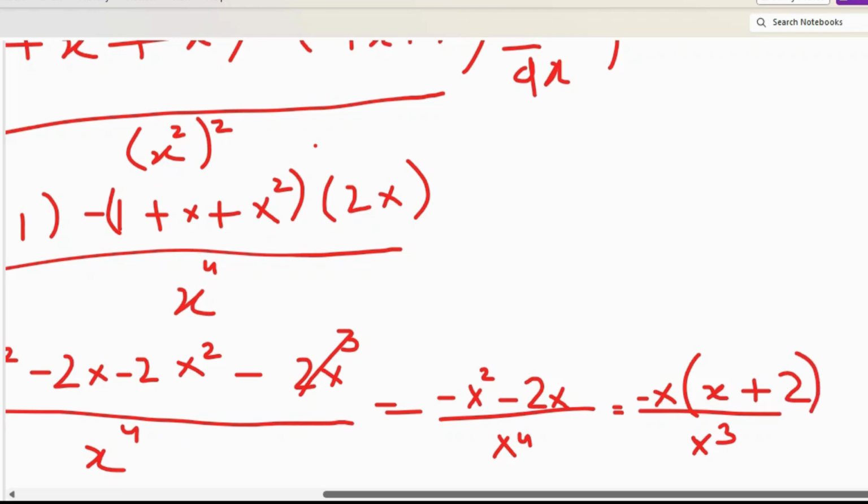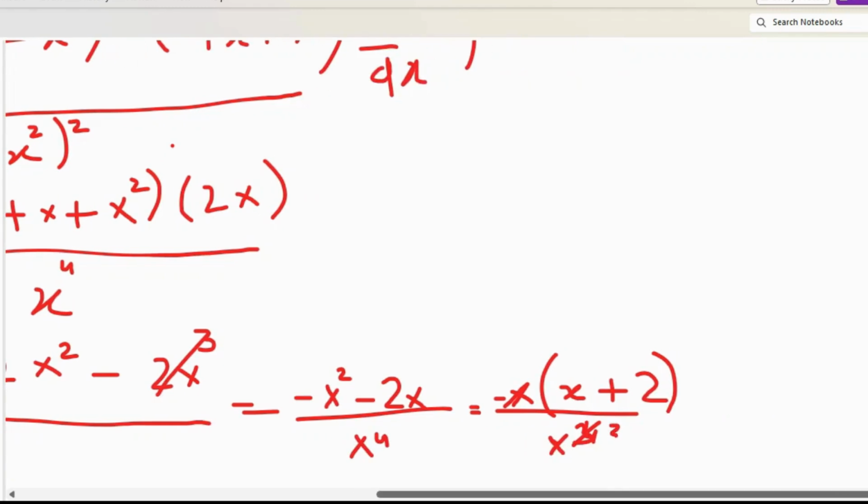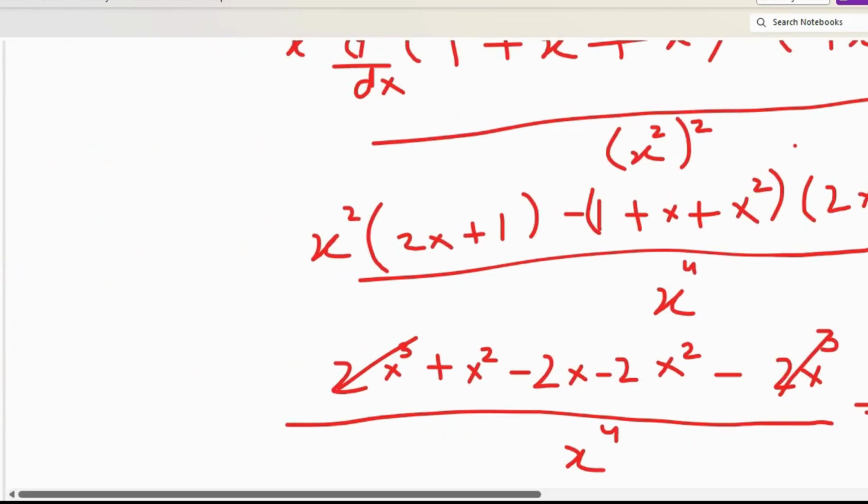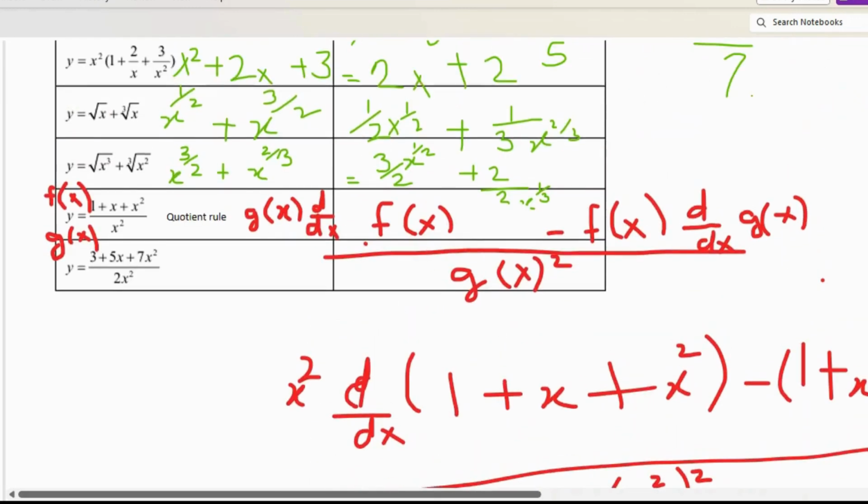Right? So this x, and then there is x to the power of 4 in the bottom. So you see this x would cancel out that power on the top, so we would be just left with 3. So our final answer is going to be minus x minus 2, and in the bottom, it would be x to the power of 3. And that is the derivative of number 3.